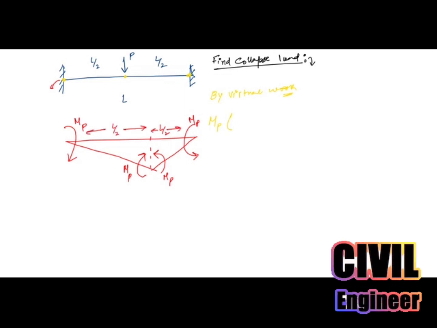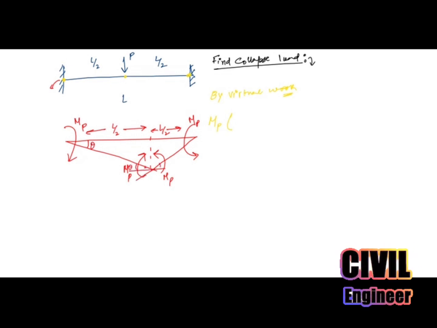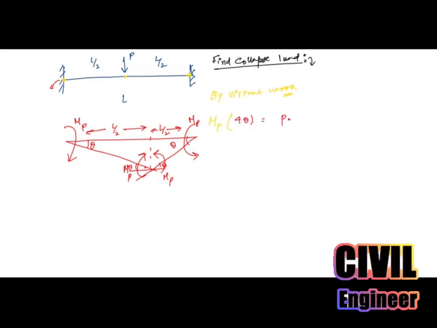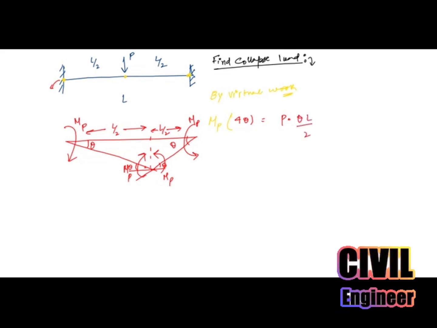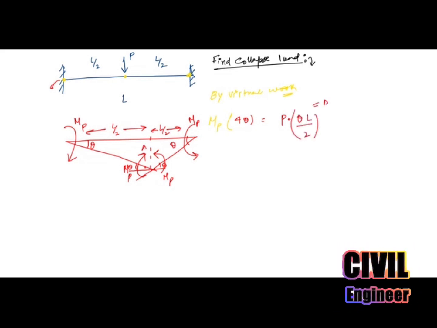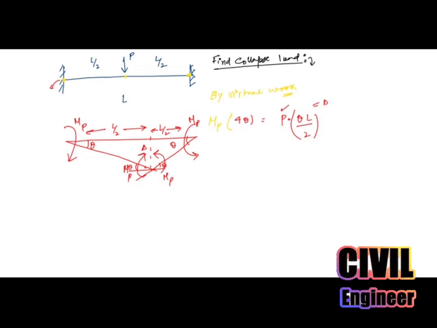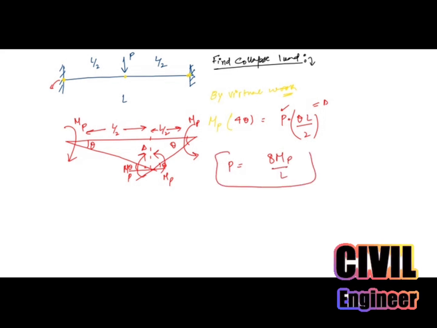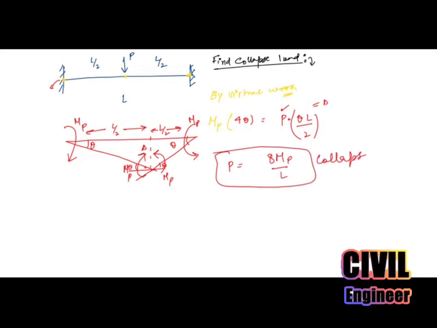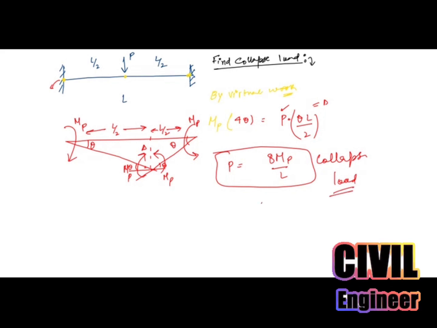This is L by 2. So actually we have how many thetas? One theta, two theta, three theta, four theta. We have four thetas. MP into four theta equals P into theta L by 2. Actually, this is equal to delta, the deflection here. So this P, which is the collapse load, is equal to 8 MP by L. This is the collapse load that is formed.